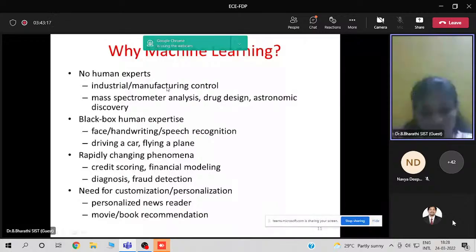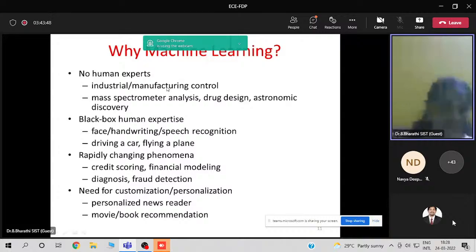So we are talking about self-parking cars, self-driving cars, fault-tolerant planes, driving ships, cruises, and so on. Then, when there is a rapidly changing phenomenon, when you have a lot of parameters to consider in a decision-making process, then human expertise or human knowledge may not be enough. So there is a place where we start using our machine learning algorithms.